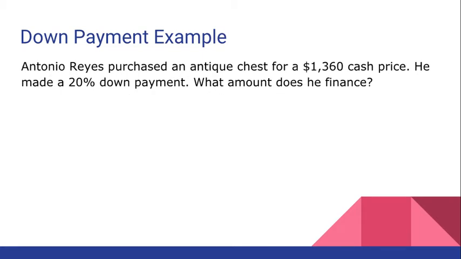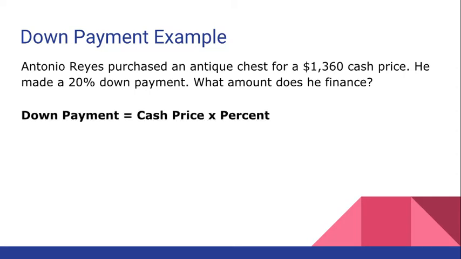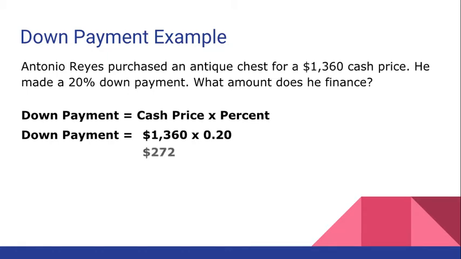Antonio Reyes purchased an antique chest for a $1,360 cash price. He made a 20% down payment. What amount does he finance? So again, just like the last one, we're going to find the down payment first. Remember, 20% is 0.20. Plug that into our equation, do our multiplication, and get that Antonio pays a $272 down payment.